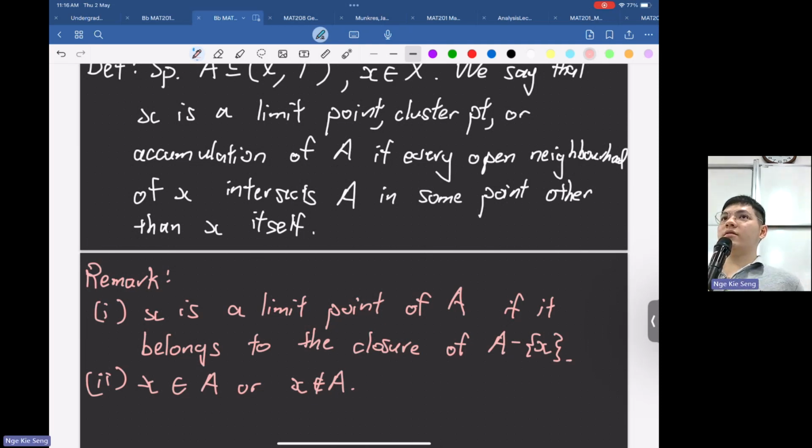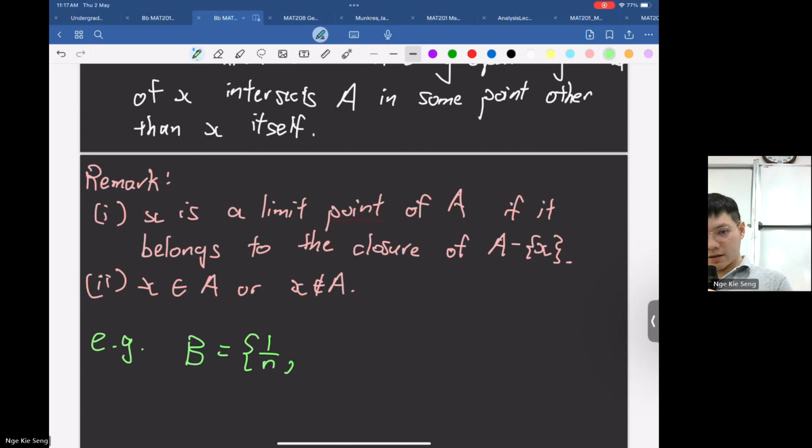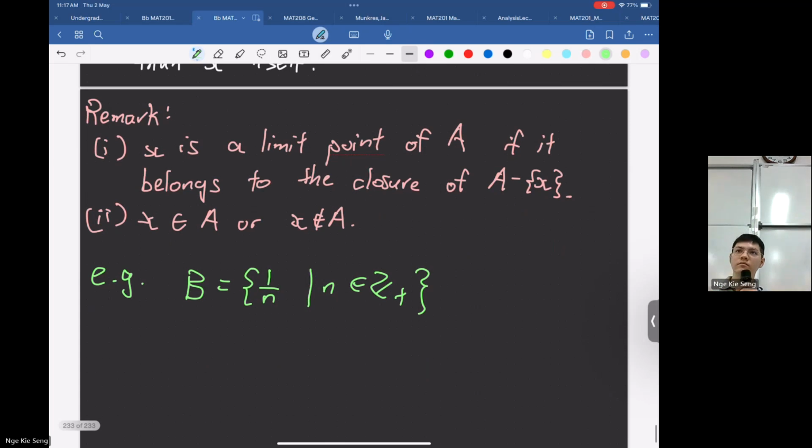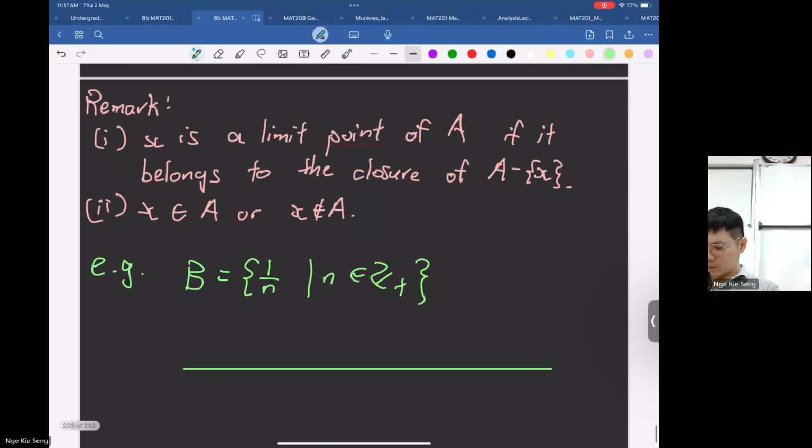Okay. Any questions? Okay. Maybe we do some very quick example to check the concept. So for example, for this set here, what's the limit point of this set? 1 over n. So you get 1, 1/2, 1/3, 1/4, and so on.